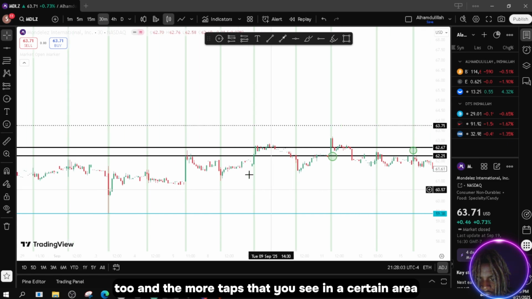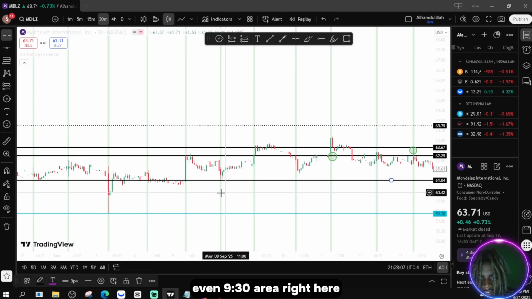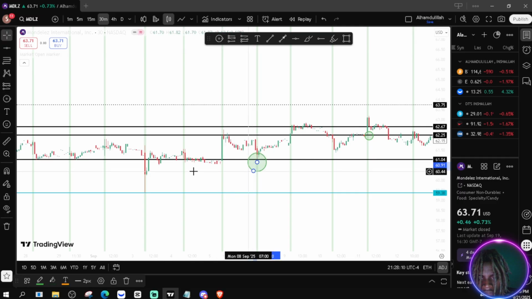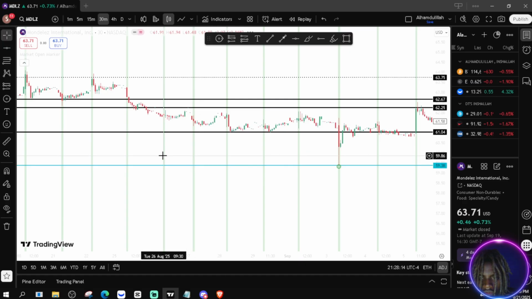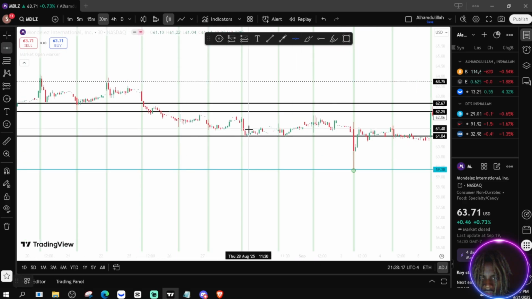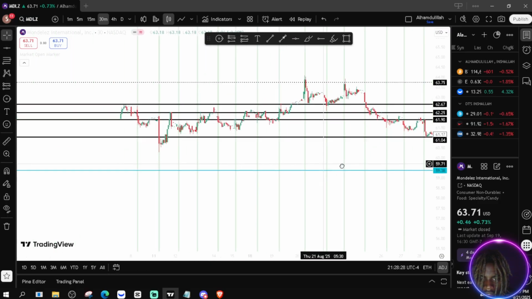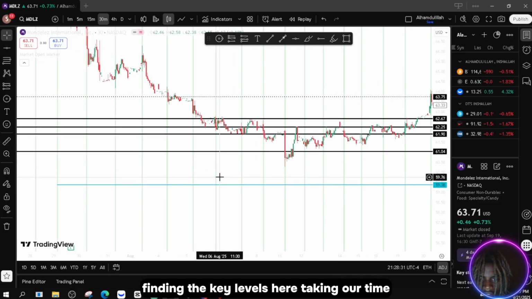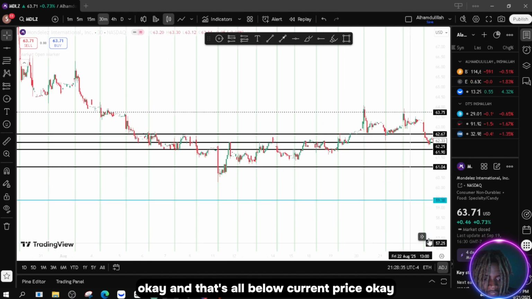The more taps that you see in a certain area, the more powerful of an area it is that you should be playing there. Okay, even 930 area right here, 930 area right here. Finding the key levels here, taking our time. Okay, and that's all below current price.